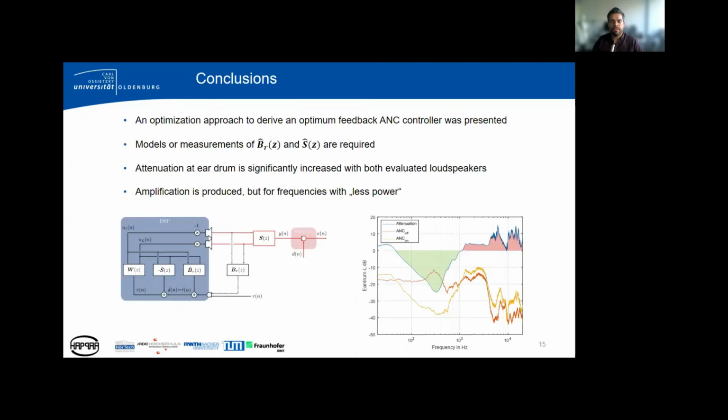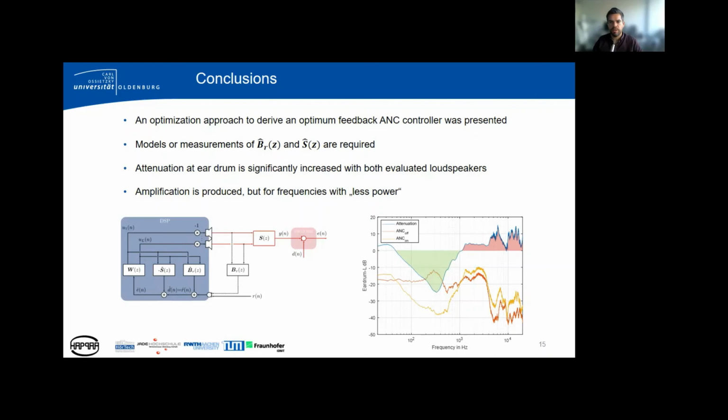We have come to the end of this presentation. Today, I have shown you an optimization approach to derive a feedback ANC controller aiming at minimizing the sound pressure at the eardrum. The optimization procedure is based on the virtual microphone arrangement approach, which requires models or measurements of the acoustic paths between the loudspeaker and the inner microphone and the eardrum. Using these acoustic paths, the controller is able to use a real-time approximation of the sound pressure at the eardrum as input.